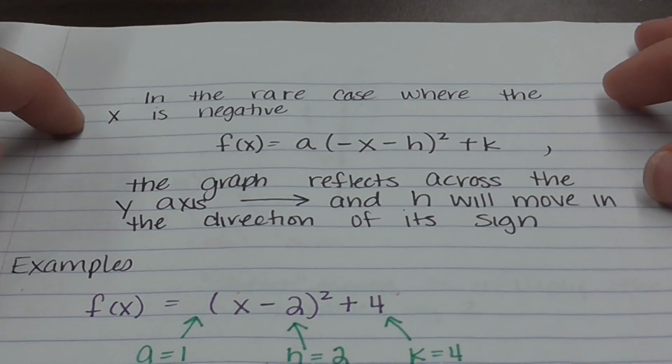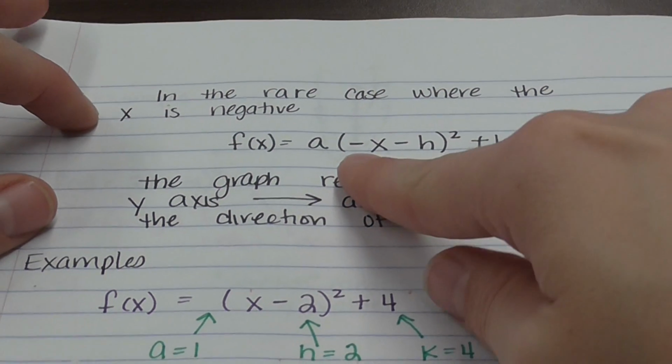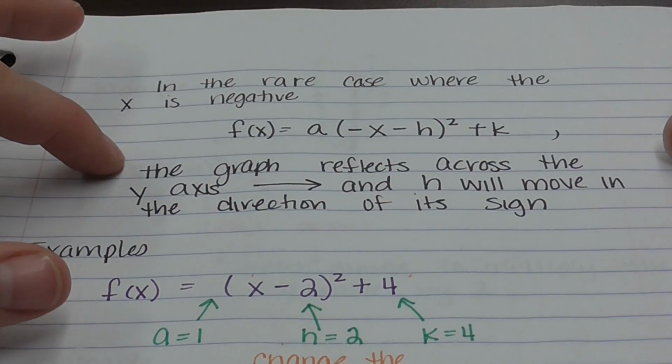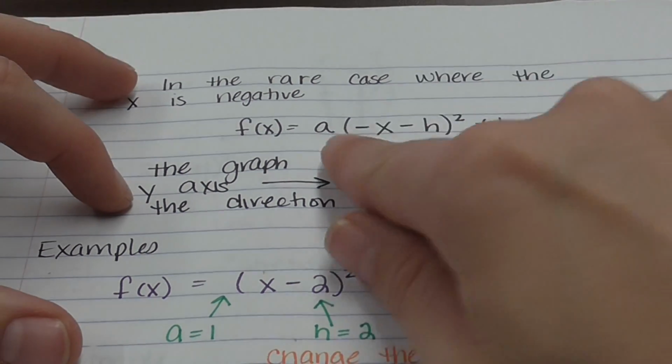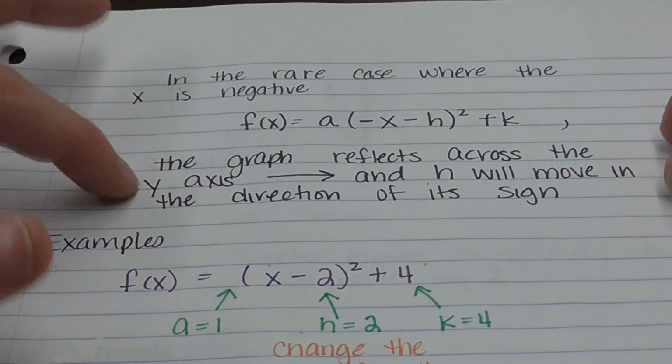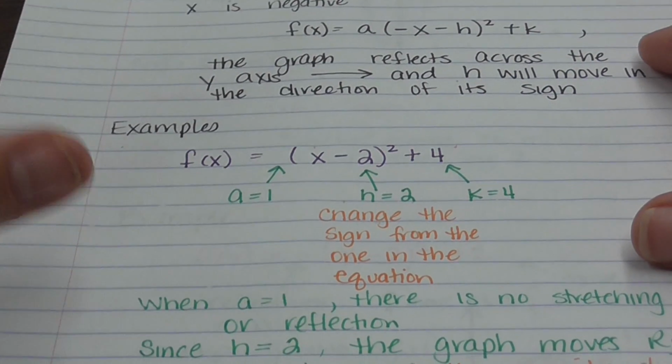So in a rare case where x itself is negative and there's a negative inside, the graph reflects across the y-axis and the h will move in the direction of the sign that's in the equation. That's going to be a very rare occasion though. So let's just look at some examples.